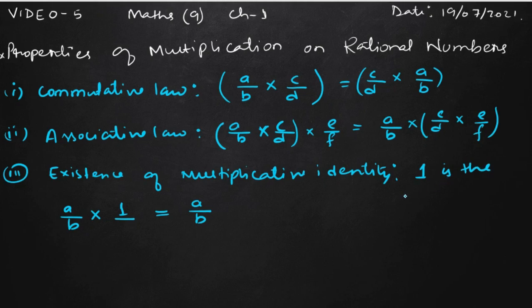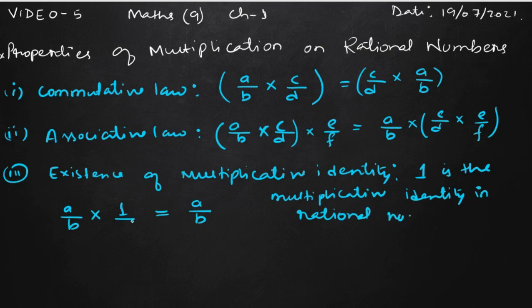1 is the multiplicative identity in rational numbers. So if we rewrite this, if we multiply 1 to a rational number a by b, whether we pre-multiply or post-multiply, the answer will be the same.